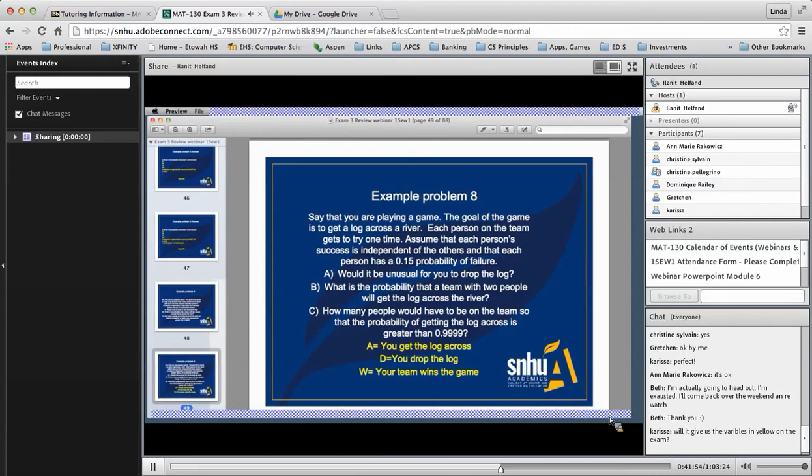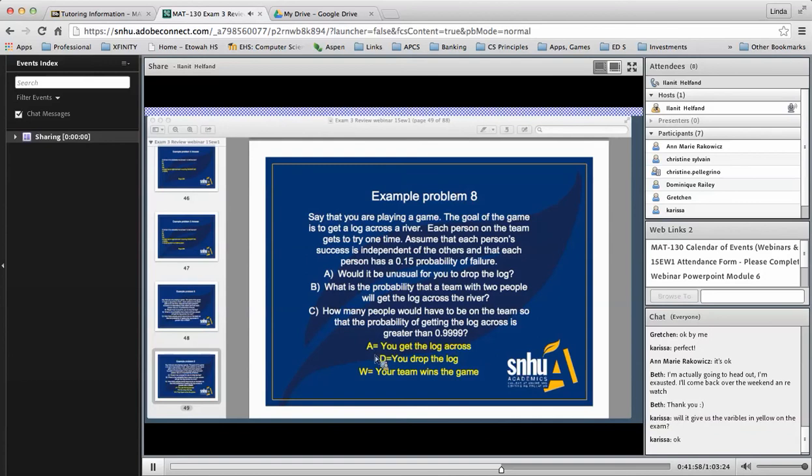And D is the probability, no, this is something that you're going to have to define yourself. This is just like in the last problem when I decided to call it L; you can call it whatever you want. I'm just doing it to help you understand my shorthand and how I'm going to go about this. So D is the probability that you drop the log. And W is the probability that your team wins the game. Okay, so those are the definitions I'm going to use going forward, just as a bit of shorthand.